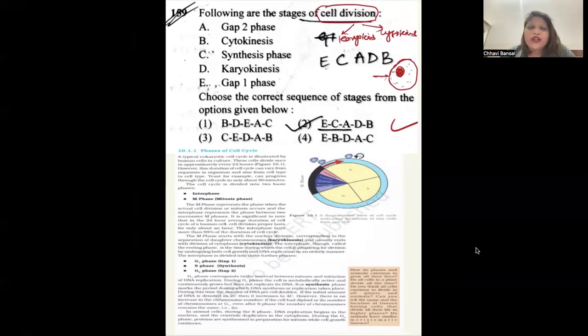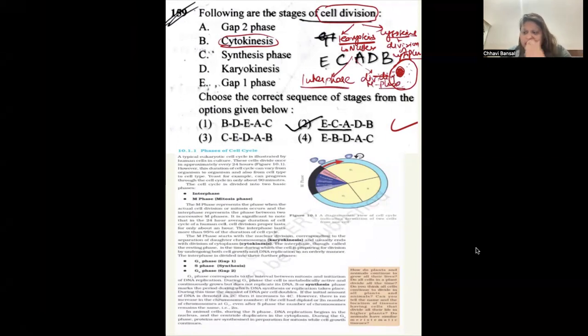So first, the duplication of the nucleus will be done, then division of the nucleus will be done, then division of cytoplasm will be done, right? So karyokinesis is division of the nucleus. Cytokinesis is division of the cytoplasm. Now, we are clear that cytokinesis has to be the last step. Correct? Now, in karyokinesis, again, there are 2 phases. First is the preparatory phase or interphase. Second is the dividing phase or M phase.